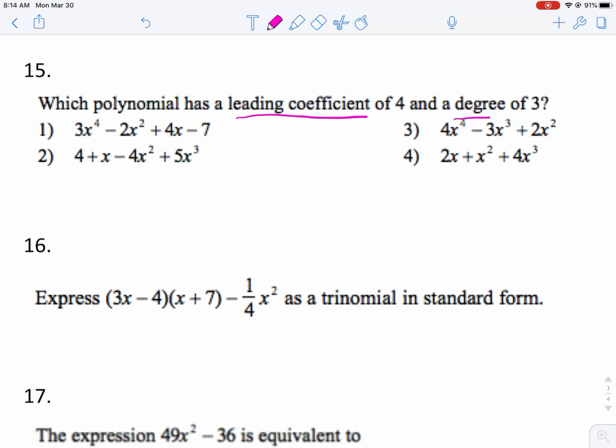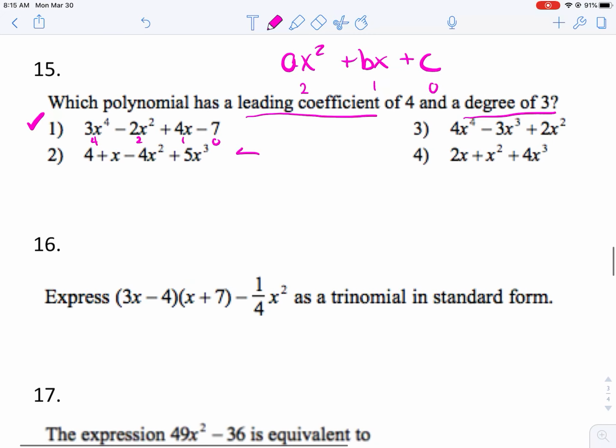All right, so in order to start talking about leading coefficients and degree measures, we got to have these things in standard form. So again, standard form looks like this, where our degree measures, which are counted by our exponents here, go from highest to lowest. So that's what we want to do first. We want to make sure these things are at least written in standard form before we can start talking about leading coefficients and degree. Okay, so this one's good. All right, 4, 2, 1, 0. Those ones go in the correct order.